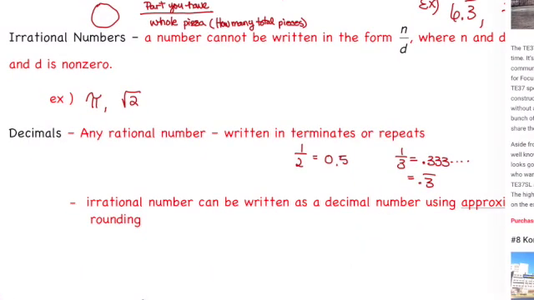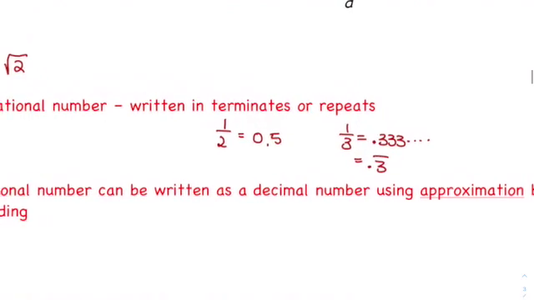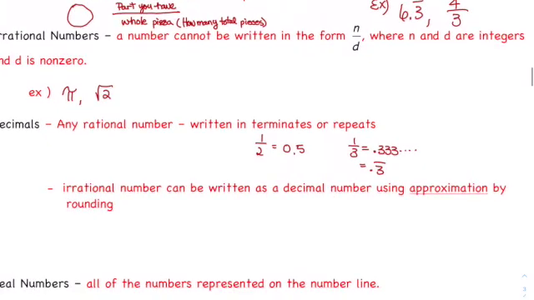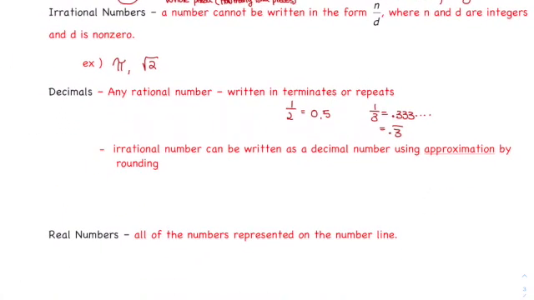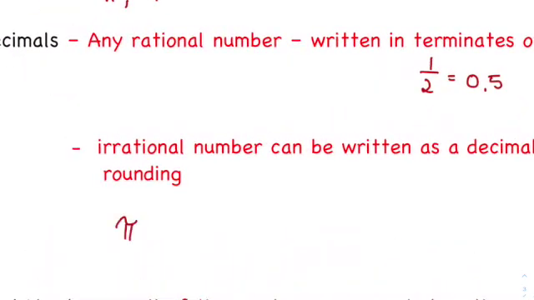That's a decimal. An irrational number can be written as a decimal number using approximation by rounding. Okay. So irrational is a number like this. We talk about pi. Pi is going to be like 3.1416. And when we round, that's an irrational number. We will write it with a little squiggly line, an equal sign, but it's a little squiggly line. That's called approximation. We can say that's 3.14.